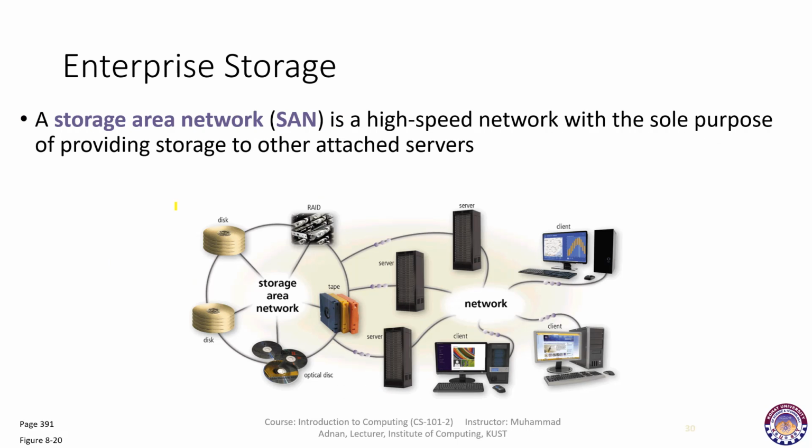A storage area network, called SAN, is a high-speed network with the sole purpose of providing storage to other attached servers. So you can see we have a storage area network. This is one storage area where you have disks. Another storage area we have is a redundant array of independent disks. We have tape drives, optical disks. So this is called a storage area network. It is further connected with servers, with another network where clients are attached. The sole purpose is to provide storage to the other attached devices and to the clients, and that is why they are called storage area network.